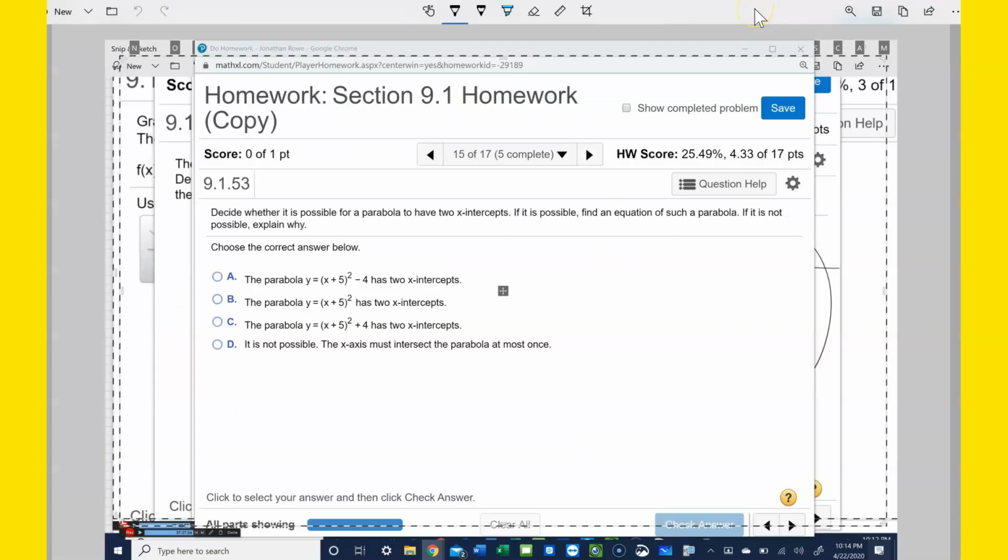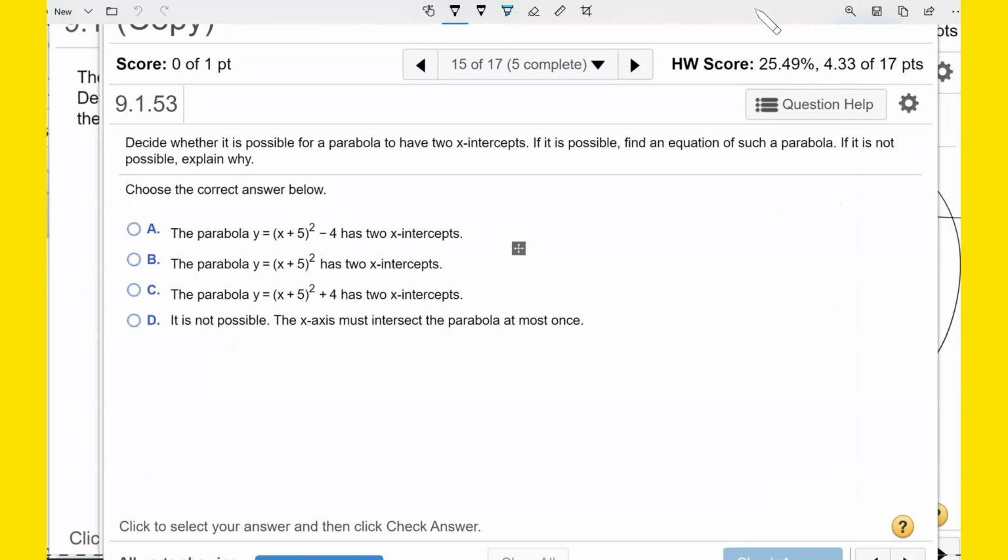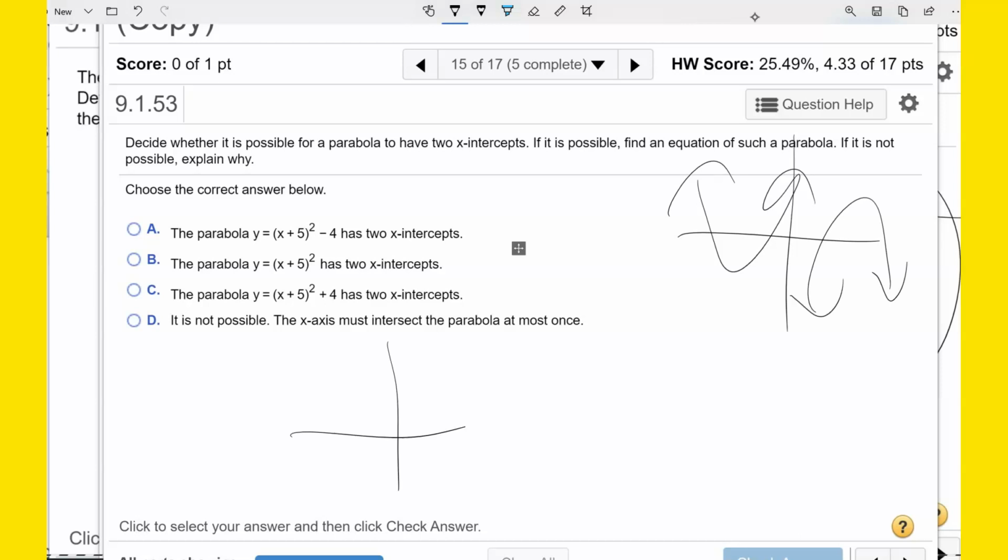All right, next, number 15. Is it possible to have 2 x-intercepts? Yes. I could have one like that, or I could have one like that. Either way, it has 2 x-intercepts. So what does choice A look like? The vertex is at negative 5, negative 4. There's my vertex. It's going to open upward. It's going to have 2 x-intercepts. Choice A is the right answer.